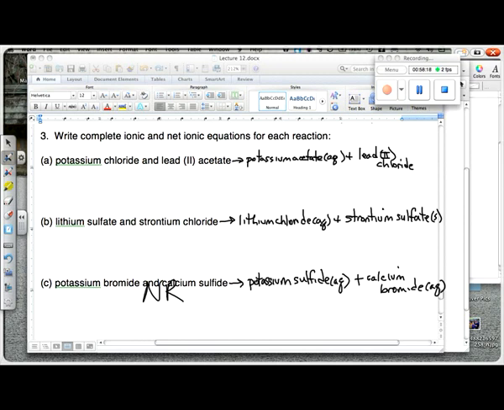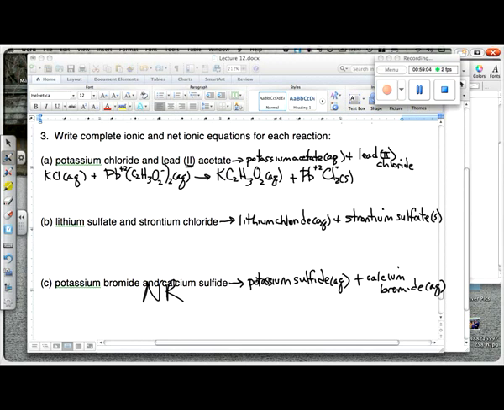First of all, writing our formula equation. So KCl, aqueous, plus Pb with a +2, that's what the Roman numeral's for, acetate, and it has a -1, so I need 2 of those, and that's aqueous. Potassium acetate, K is +1, acetate is -1, so 1 of each, aqueous, plus Pb with a +2, and chlorine with a -1, and that's an exception to the solubility of chlorides. So there is my formula equation.